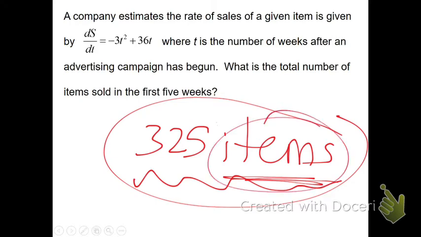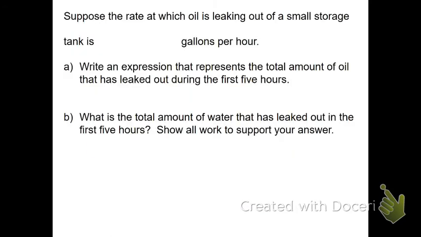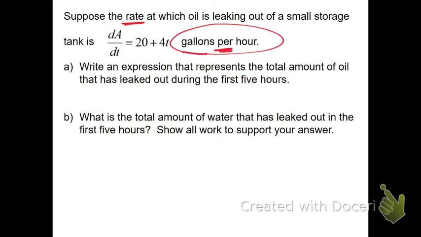All right, let's see another example. Read this one and see if you can figure out why there's an integral, okay? Okay, keyword rate, gallons per hour. Okay, write an expression that represents the total amount of oil in gallons. So we're going to get the total gallons. So we're in the first 5 hours. So we're integrating from 0 to 5, 20 plus 4t, dt. When we integrate that either by hand or with your calculator, that answer is going to represent the total amount of gallons of oil.